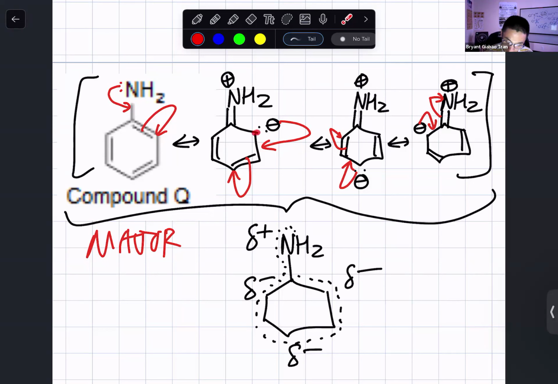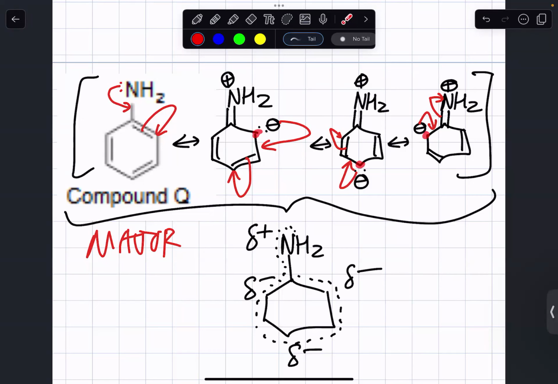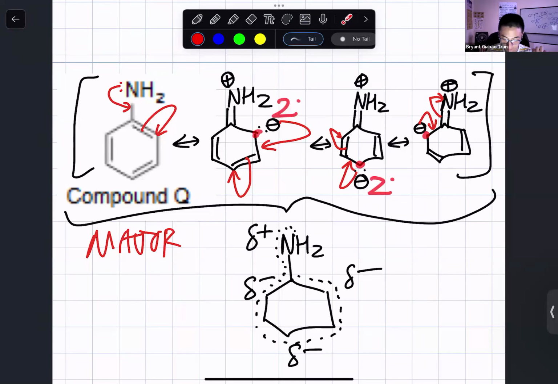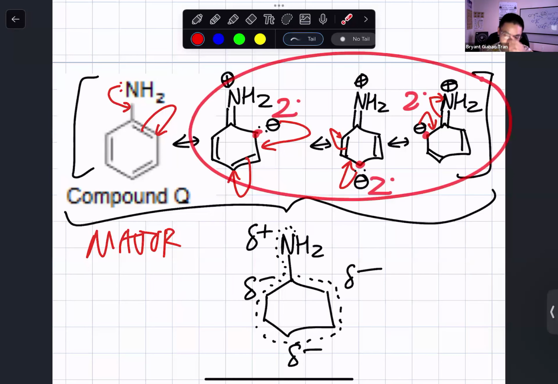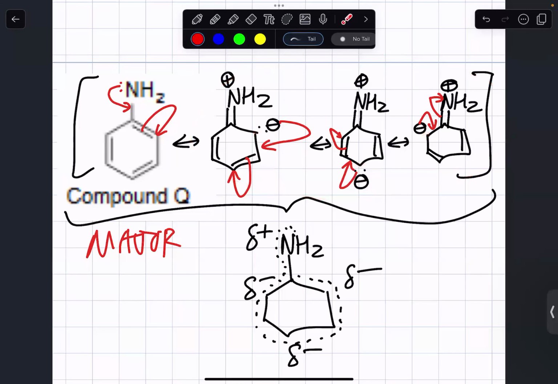So all of these carbons with the negative charge, notice how they're only attached to 2 other carbons. That makes them a secondary carbon anion. They're all equally substituted, so all of these are equivalent resonance structures.